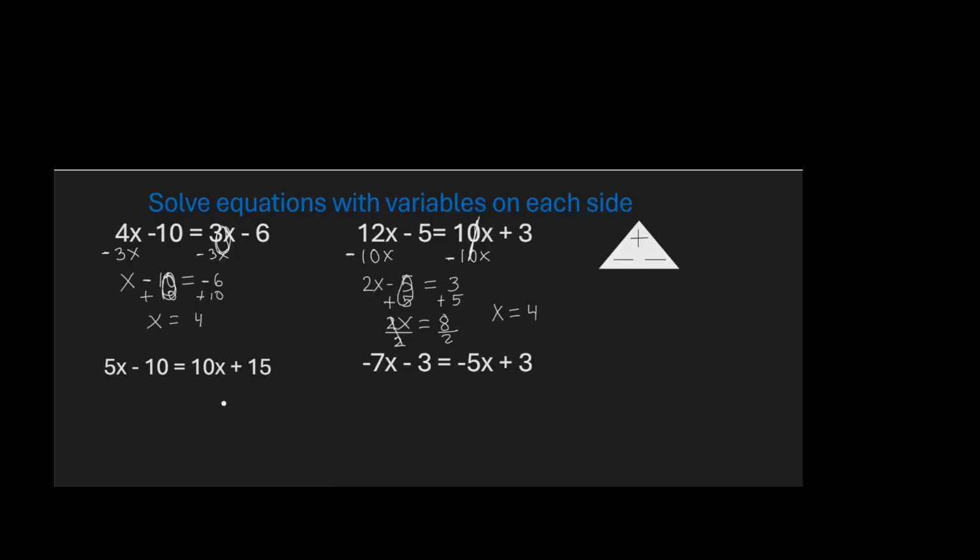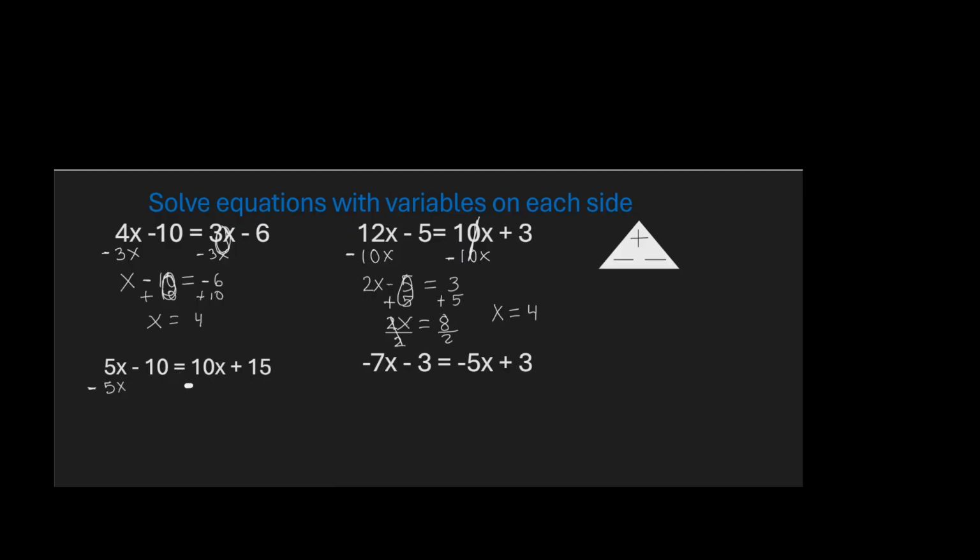The next one, okay? One more time, we need to isolate the variable. I will either get rid of this 5x or 10x, okay? It's up to you, you get to pick. Now I want to get rid of this 5x. 5x is positive. To make it 0, I'm going to be subtracting 5x.